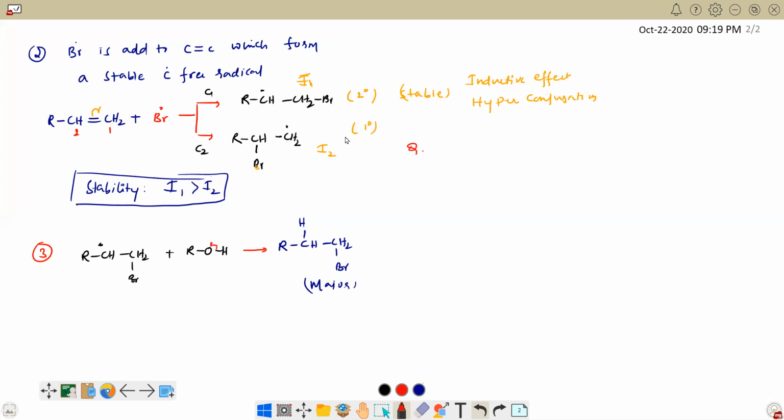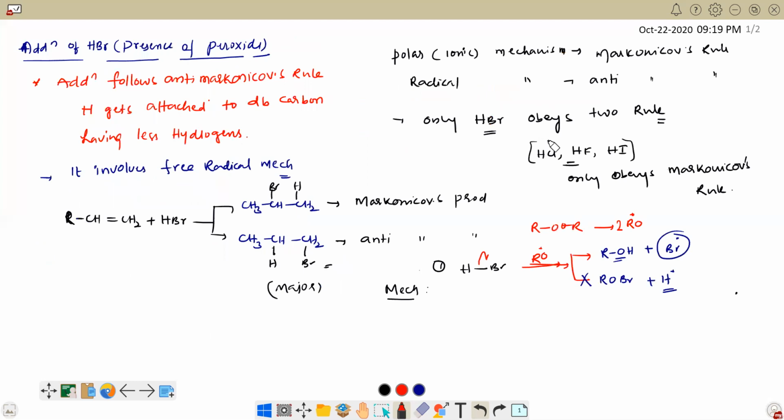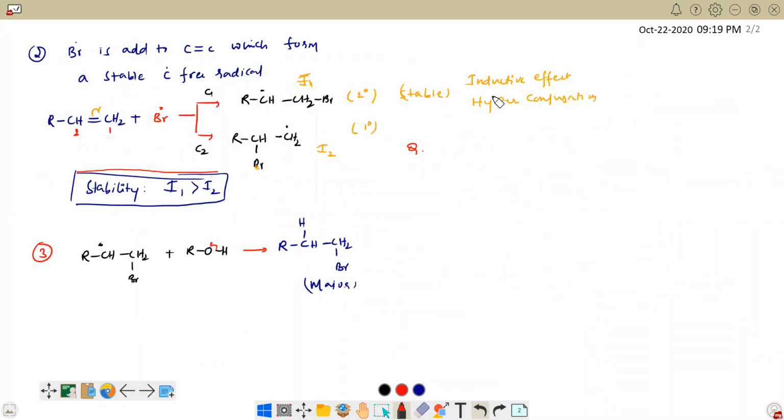But sir, this only happens if there is a peroxide, right, sir? Yes. Only in the peroxide case, or in the presence of light. And you have to notice, even for HCl, HF, HI, if they mention peroxide or no peroxide, you need not worry. Just make the addition according to the Markovnikov rule. Understood?